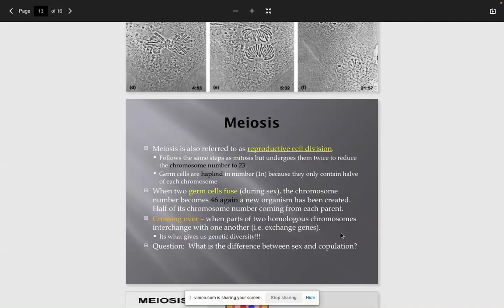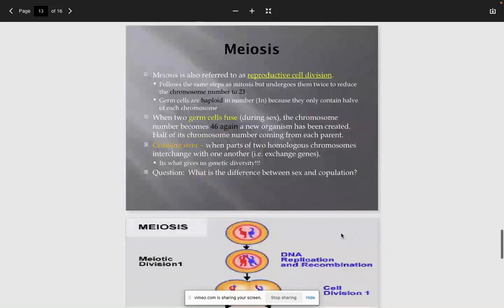There's a term called crossing over, and this is a very important part to know. This is what gives us what we call genetic variation, or in other words, genetic diversity. This is when parts of two homologous chromosomes interchange. So again, you've got these homologous chromosomes, which code for a certain type of phenotype. Whenever they exchange genetic material, this is what gives us our genetic diversity.